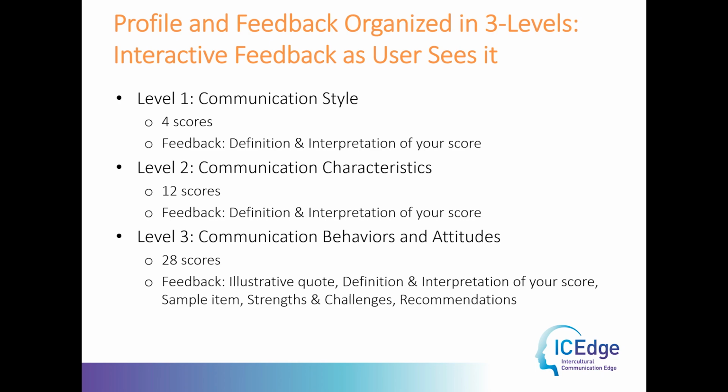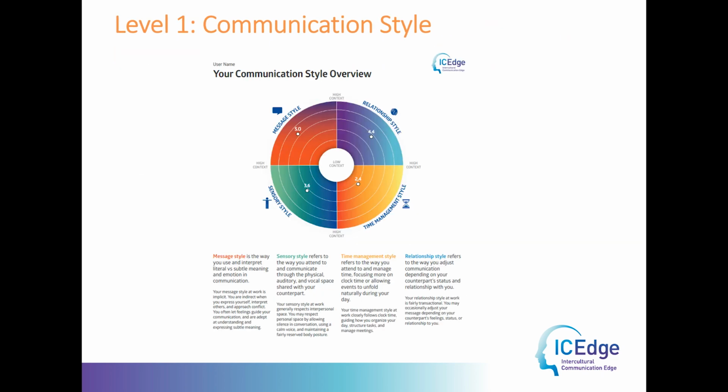We call this level communication characteristics. And the third level is where you get the really rich feedback and really the meat of the instrument, communication behaviors and attitudes. There are 28 different scores that people can get at the third level. For each score, they get a quote to illustrate the nature of the dimension and how it might appear in everyday life. The participant sees a definition, an interpretation of their score, a sample item from the survey they took, some text identifying strengths and challenges of their score, and also some recommendations. So I'll show you what this looks like.